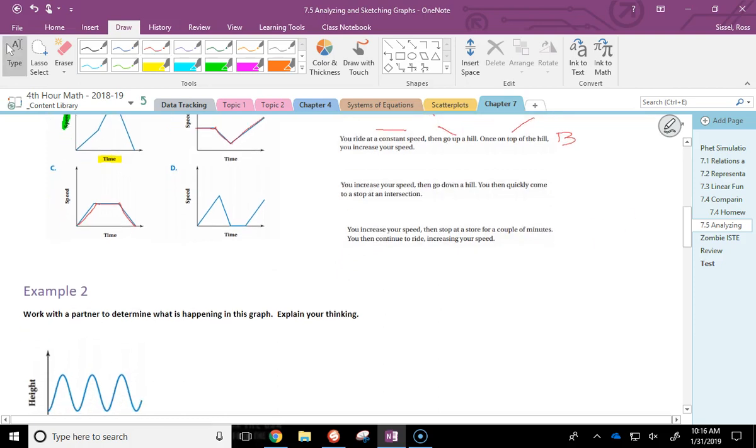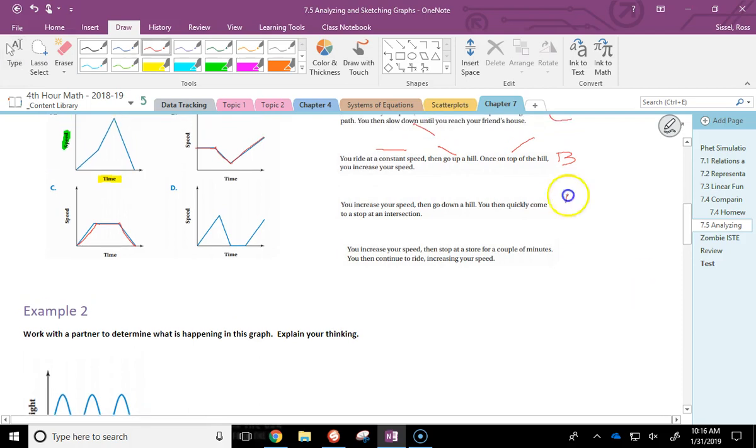Third one, you increase your speed. Then you go down a hill. You then quickly come to a stop at an intersection. Donovan. A. So you think A, let's check and see. If I increase my speed, what would happen if I go down a hill? How's that going to be different? It's going to decrease.